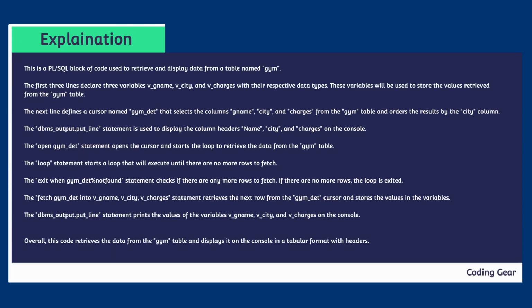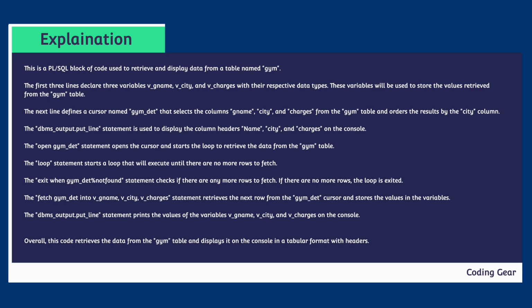Explanation. This is a PL/SQL block of code used to retrieve and display data from a table named gym. The first three lines declare three variables v_name, v_city, and v_charges with their respective data types. These variables will be used to store the values retrieved from the gym table.